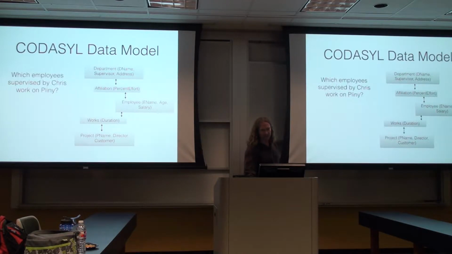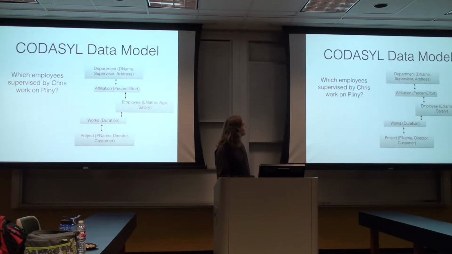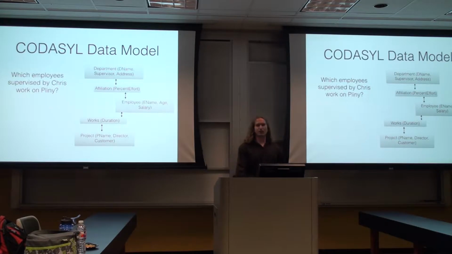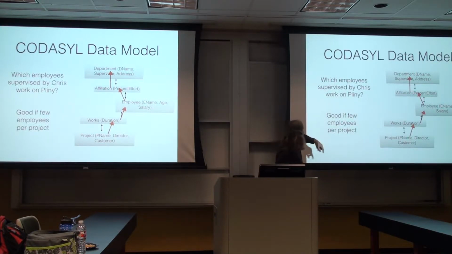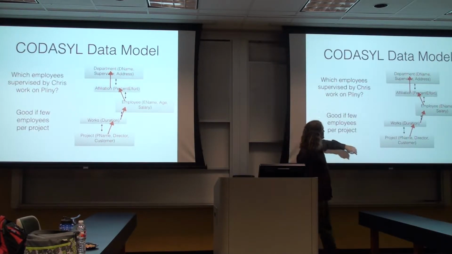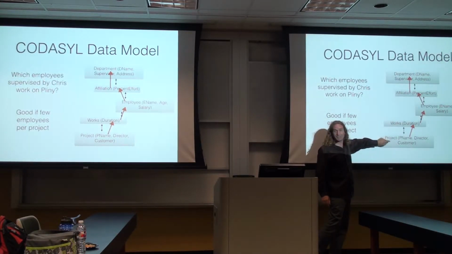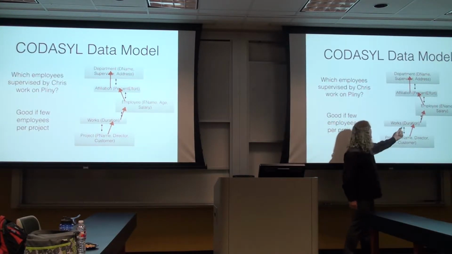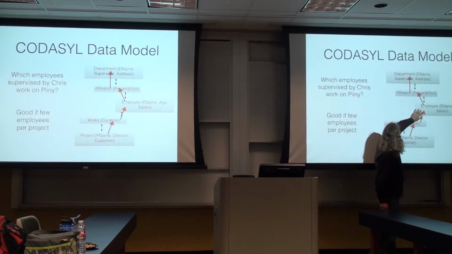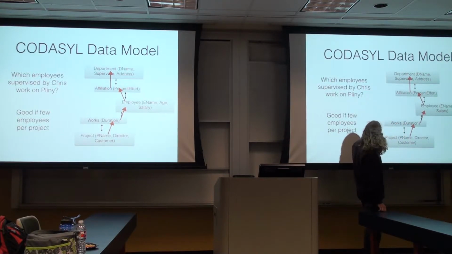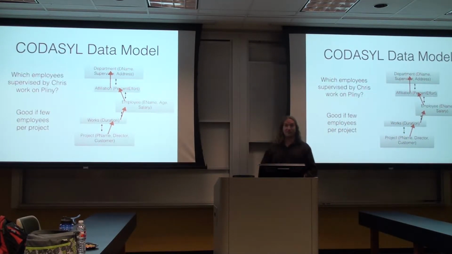And so, okay, let's say I have the question, which employees supervised by Chris work on Pliny? Okay? So what I would do is write code, maybe it's COBOL code or another sort of code, and I can actually pick any of these nodes in the network as an entry point. Okay? As an example, this might make sense if there were a few employees per project, right? So I would start with the project, get the Pliny project, then navigate up through the works relationship to find the people that work on the Pliny project. For each employee, I'm then going to check their affiliation. Okay? And when I check their affiliation, I can then see if they are supervised by Chris.